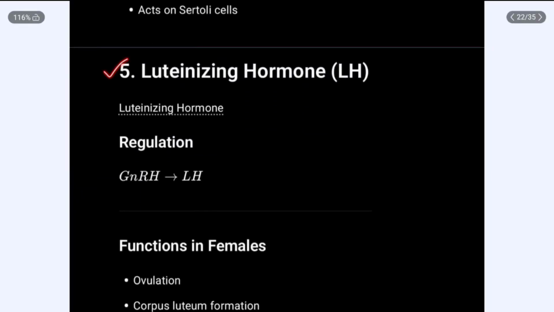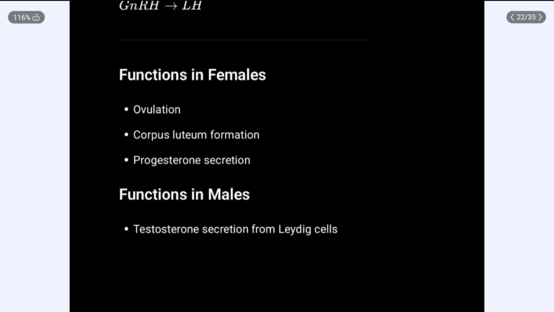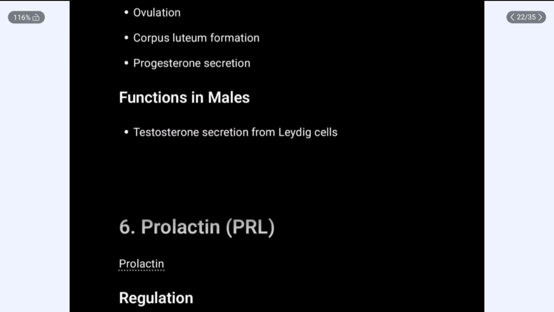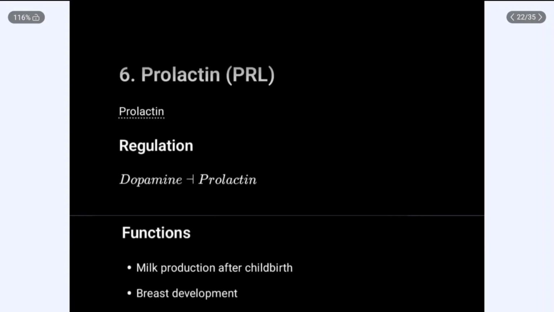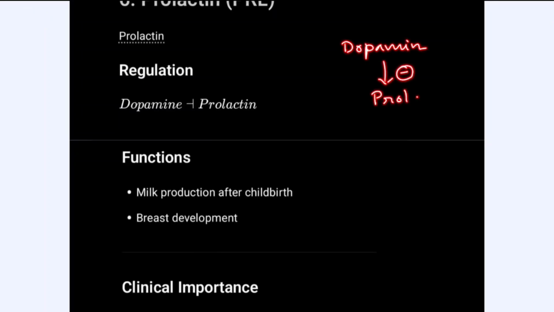Now the luteinizing hormone. Again, gonadotropin releasing hormone stimulates its secretion. Function in females: ovulation, corpus luteum formation, progesterone secretion. And in males, it helps in testosterone secretion from Leydig cells. Now let's see the prolactin hormone. We know dopamine inhibits the secretion of prolactin hormone.